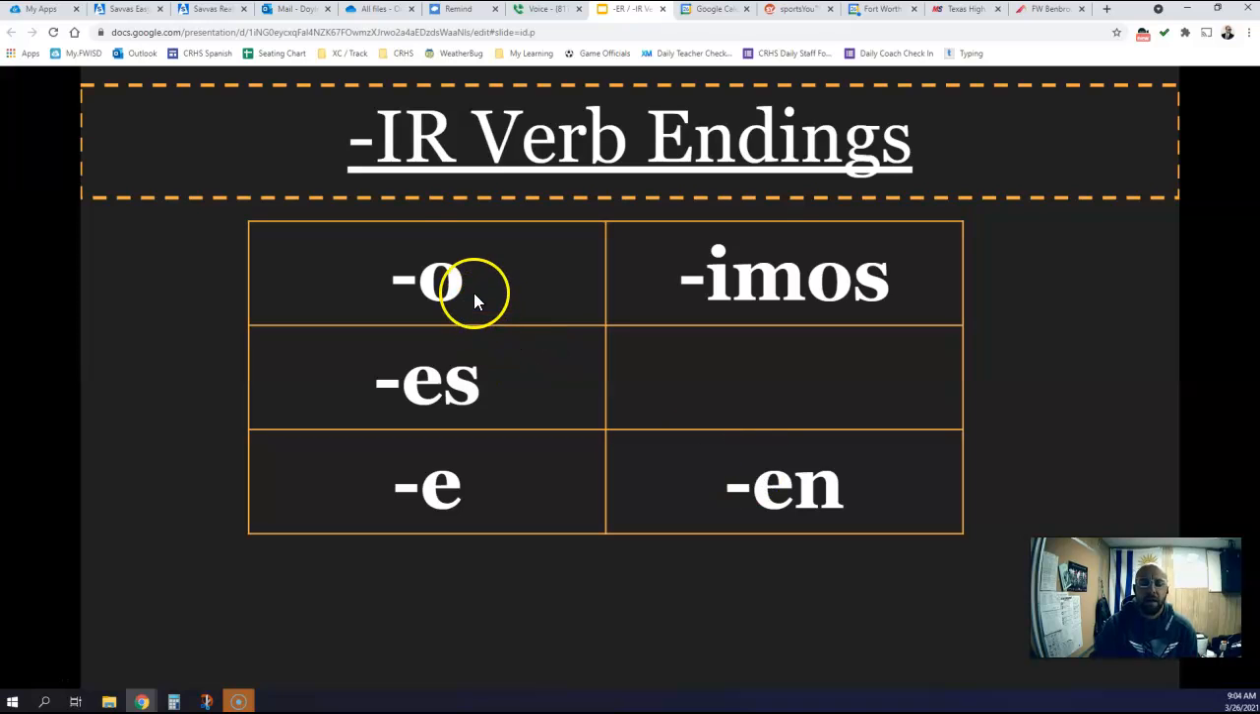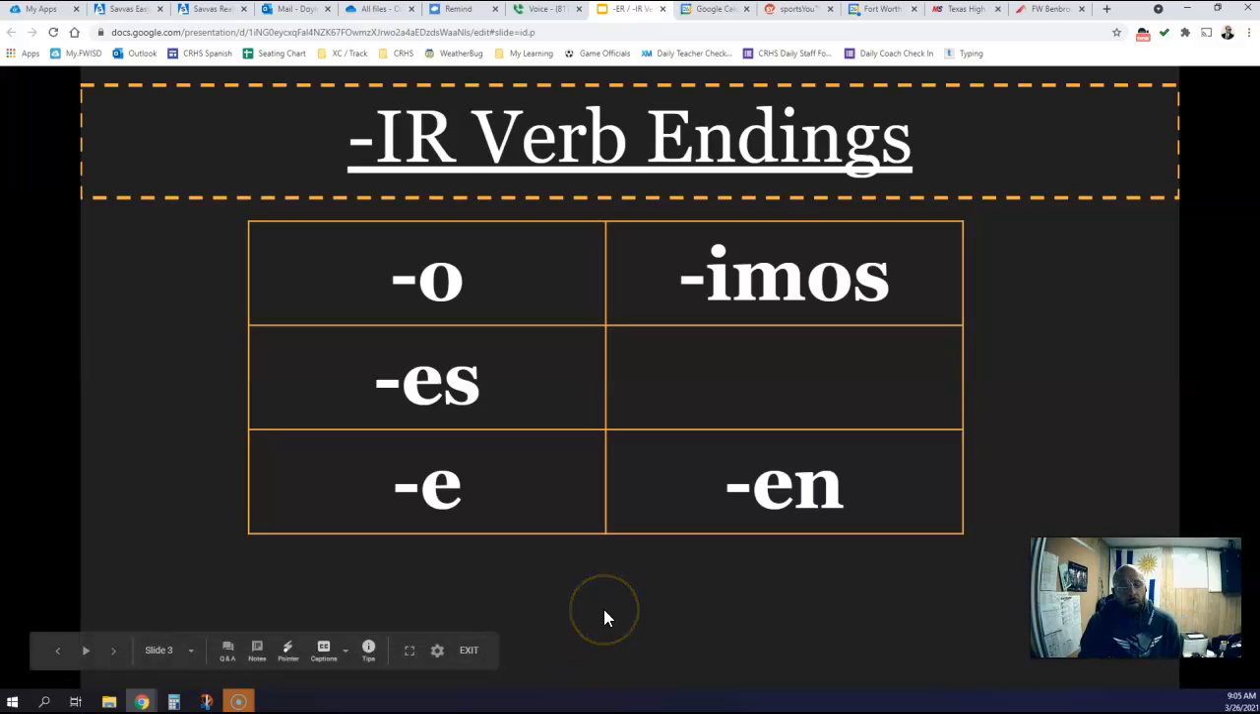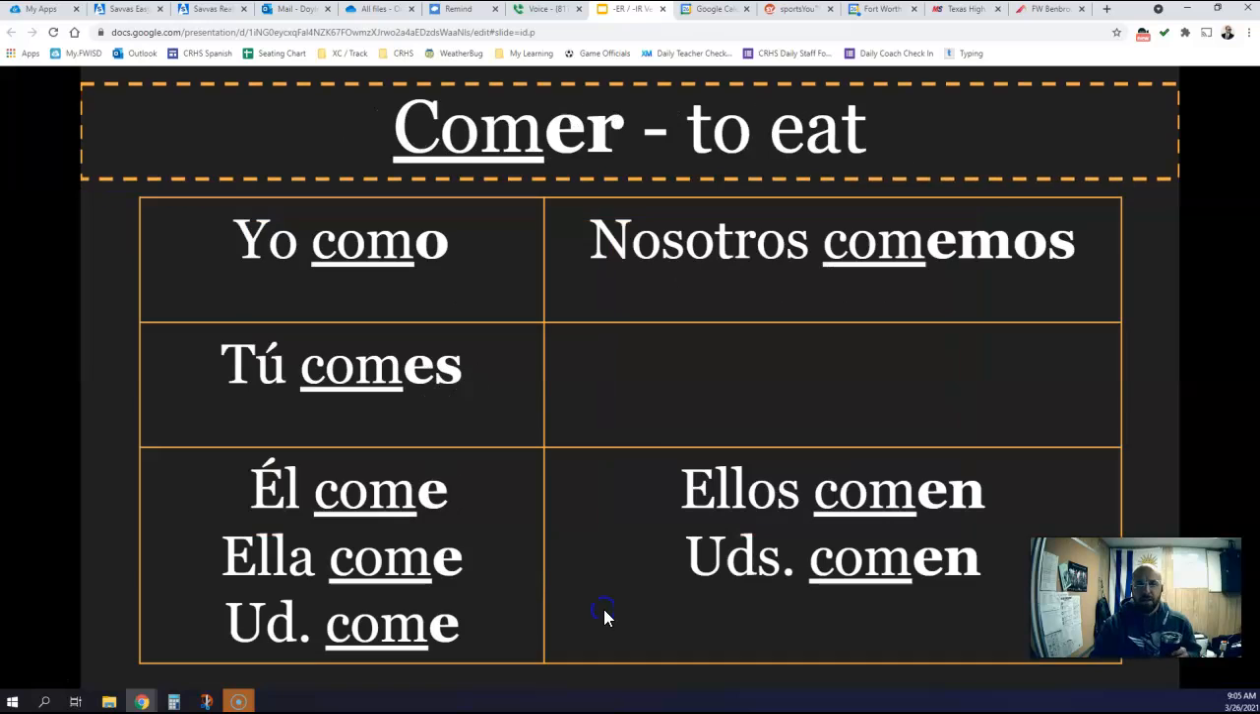Repeat that after me. O, es, imos, en. All right, very good. Now, let's look at some examples of some verbs.